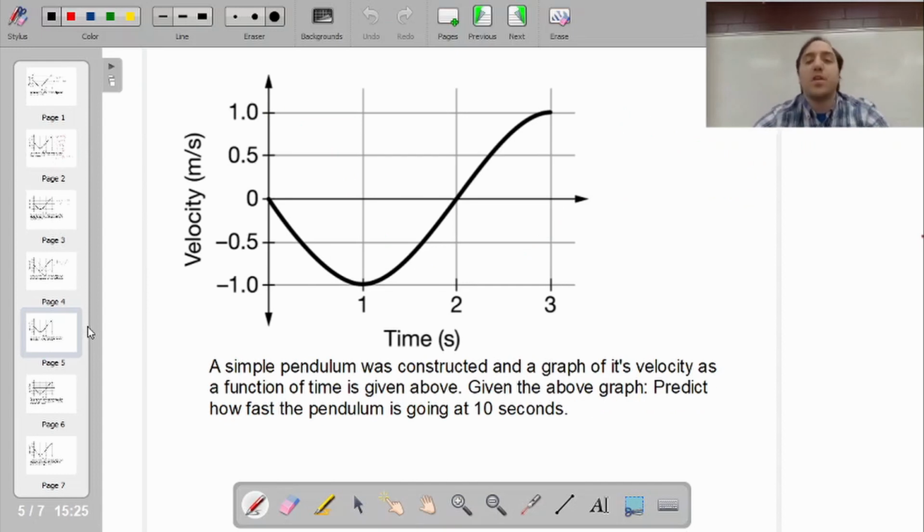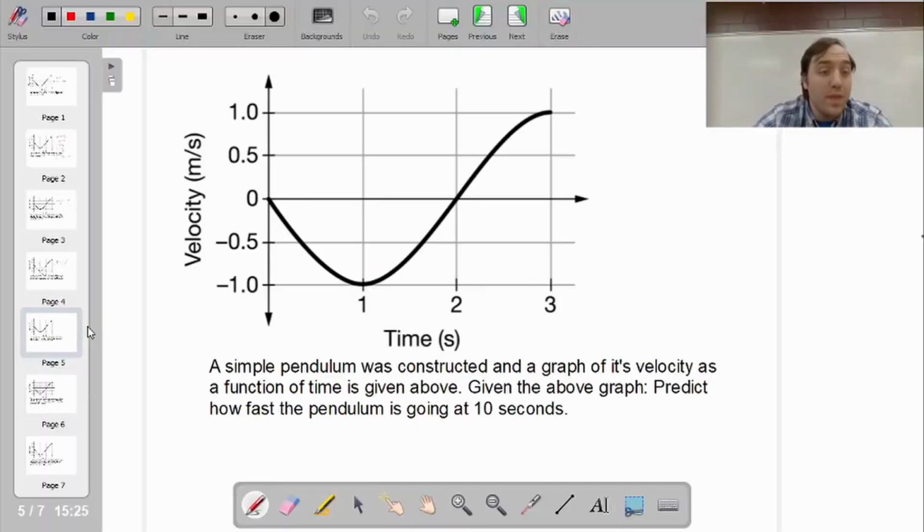A simple pendulum is constructed and the graph of its velocity as a function of time is given above. Given the graph above, predict how fast the pendulum is going at 10 seconds. For this, it requires you to notice patterns and make recognitions. If you look, this is a periodic pattern. It will continue repeating. At 4 seconds, it will be back at 0. And from here, we can start extrapolating things.